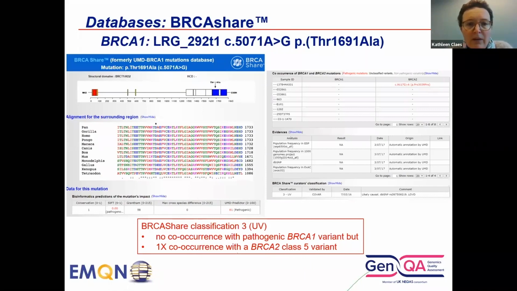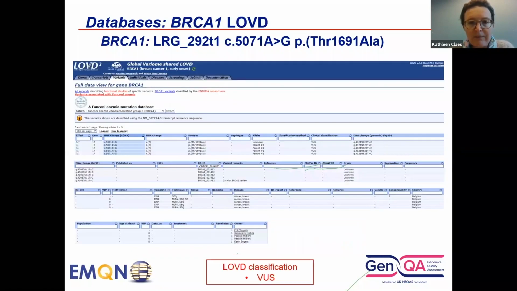BRCA Share is another locus-specific database, which is very useful to look up if there are co-occurrences with other pathogenic variants. In this case, there is no co-occurrence with a pathogenic BRCA1 variant, but we see one co-occurrence with a BRCA2 class 5 variant. Of course, this does not weigh too much, because it's in another gene. It would be a different situation if it had been in trans with a pathogenic BRCA1 variant, because in that case it would be a strong argument in favor of a neutral effect.